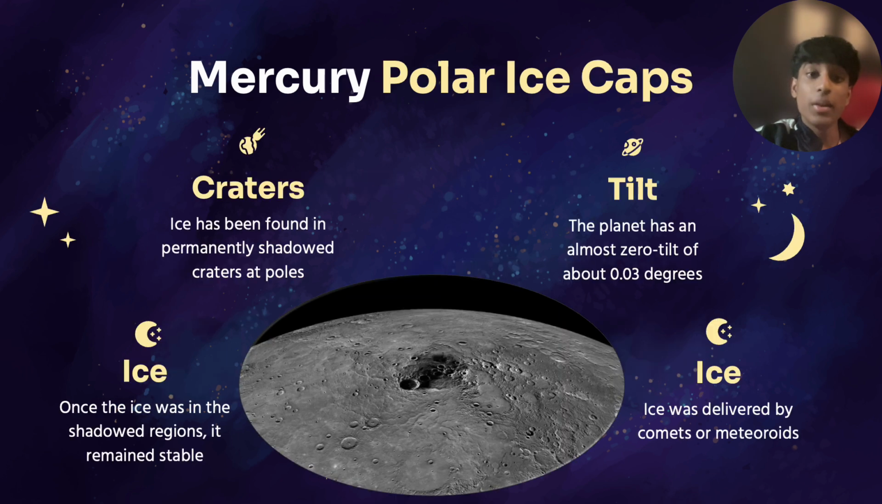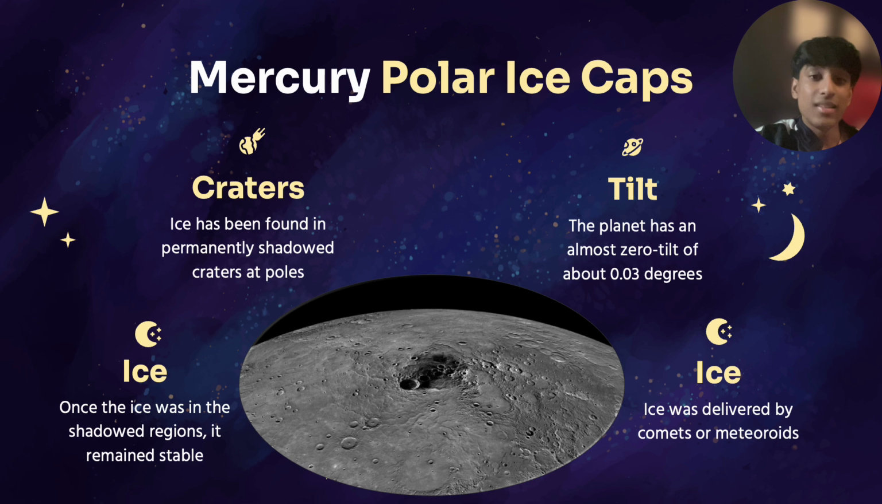Ice has been discovered in permanently shadowed craters near Mercury's north and south poles. These areas never receive sunlight due to the planet's almost zero axial tilt, only about 0.03 degrees. This means that some crater floors remain in perpetual darkness, allowing temperatures to stay low enough to preserve ice. Scientists believe the ice was likely delivered by comets or meteoroids that crashed into the planet over millions of years. Once in the shadowed regions, the ice remains stable despite the planet's proximity to the sun.